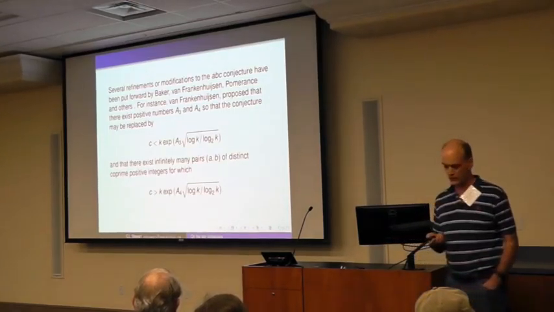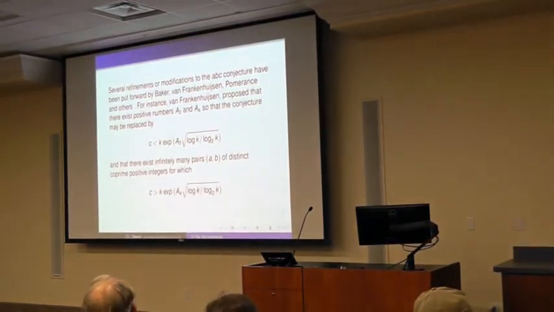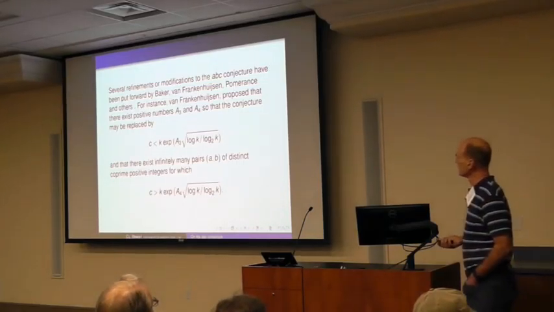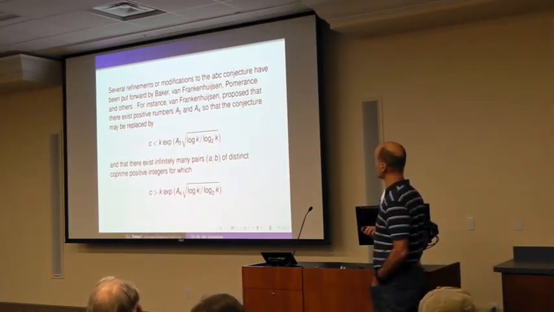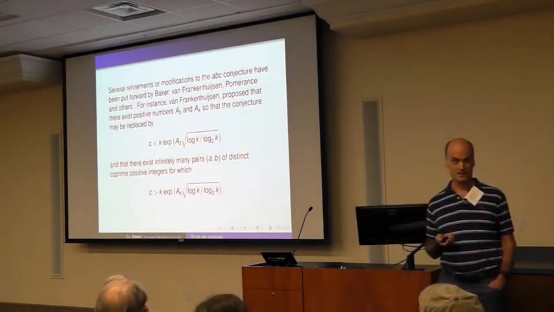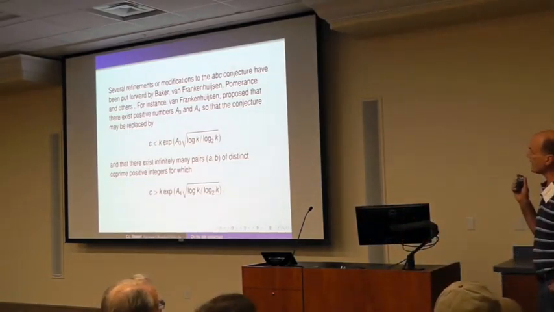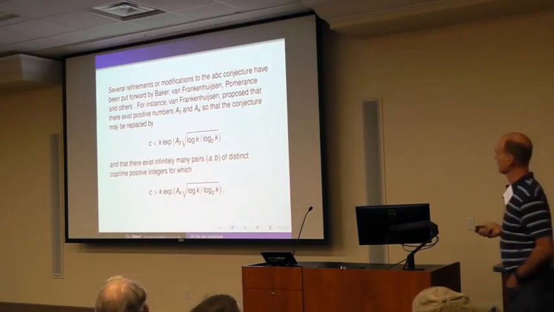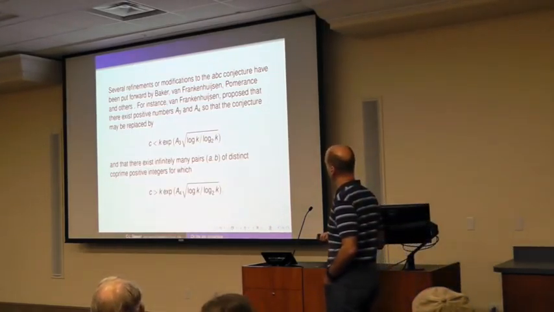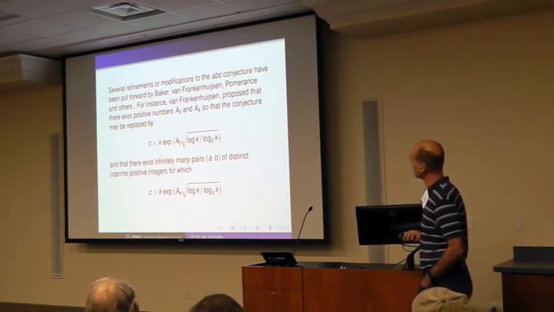Well, you get asked for refinements of the ABC conjecture, and many have been put forward. Baker, Van Frankenhuizen, Pomerantz, and others have done so. Is that Alan Baker? Alan Baker, yes, not Roger. Alan Baker's formulation was somewhat different from the standard one, but nevertheless, it's a natural refinement that contains the ABC conjecture.